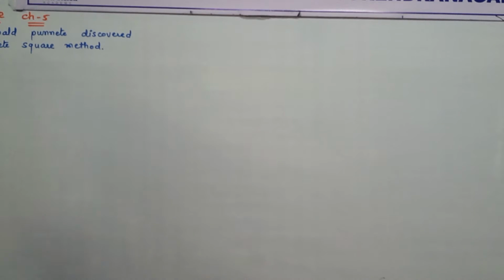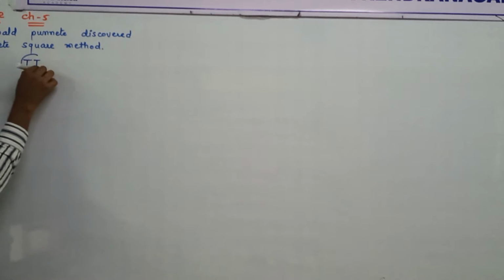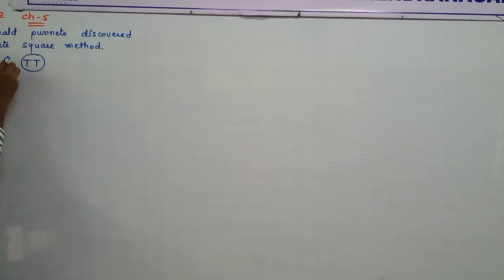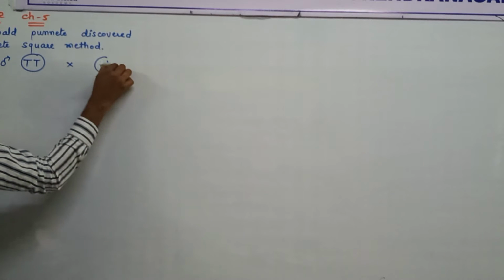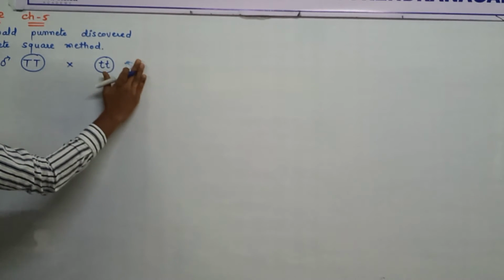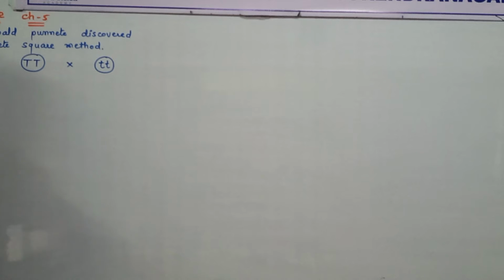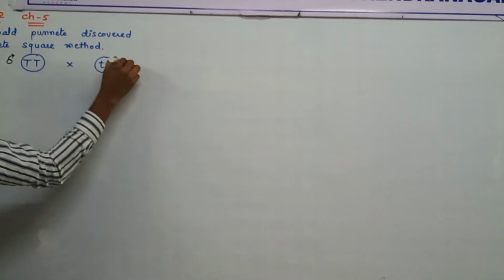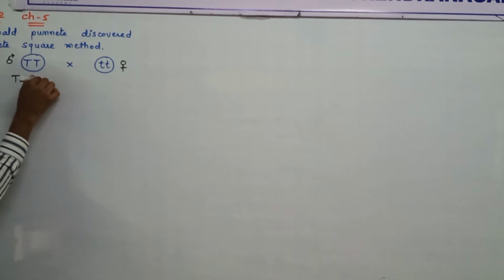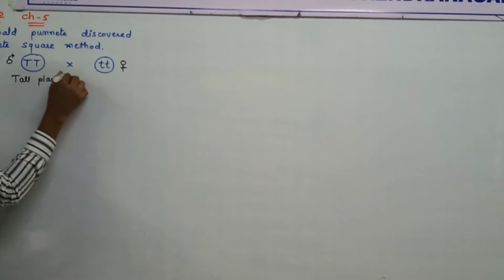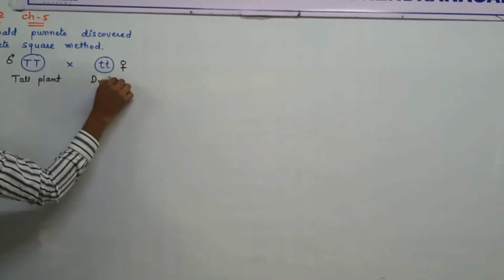So P generation, which plants have we selected? Capital T as a male plant, crossed with small t, that is the female plant. Fine. Very easy, you understand it properly. So here this is the tall plant and this is the dwarf plant.